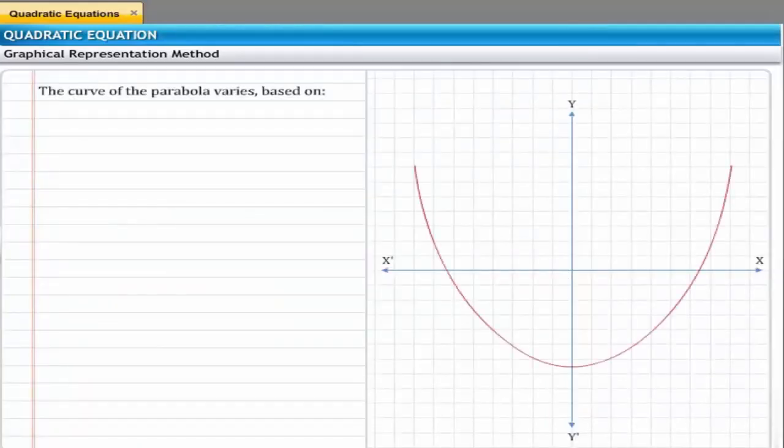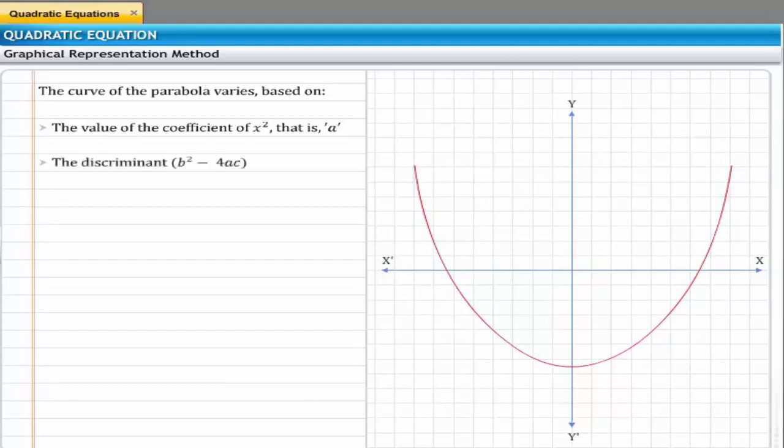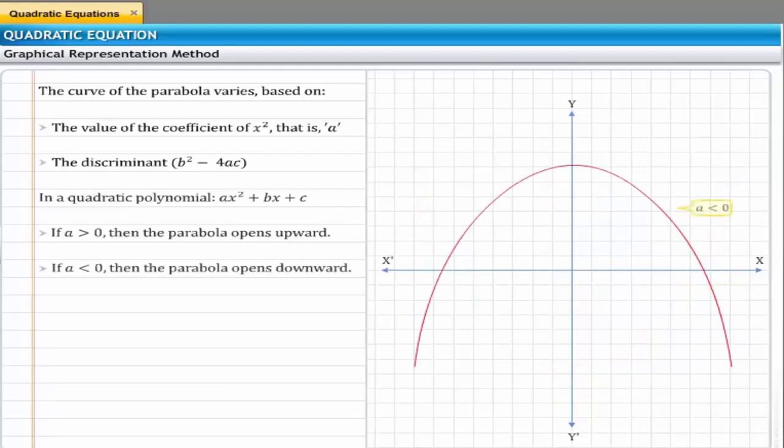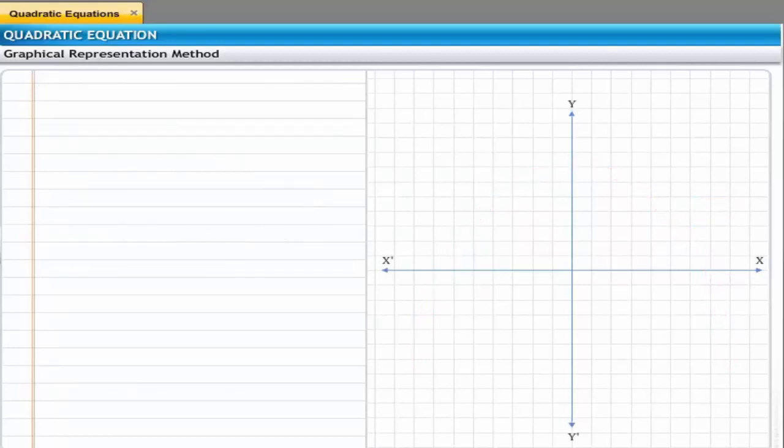The curve of the parabola varies based on the value of the coefficient of x squared, that is a, the discriminant b squared minus 4ac. Let's look at the impact of each of these factors on the parabola. First, let's consider the value of a. In a quadratic polynomial, ax squared plus bx plus c, if the value of a is greater than 0, then the parabola opens upward. If the value of a is less than 0, then the parabola opens downward.